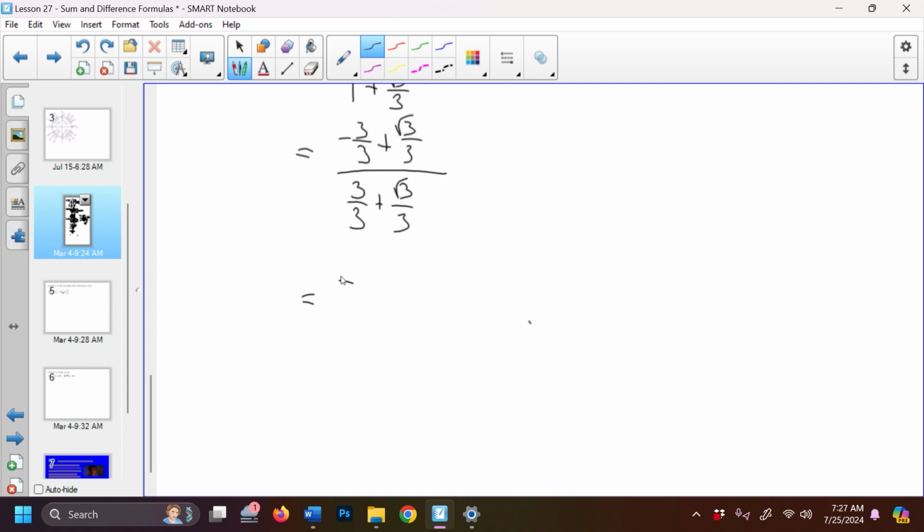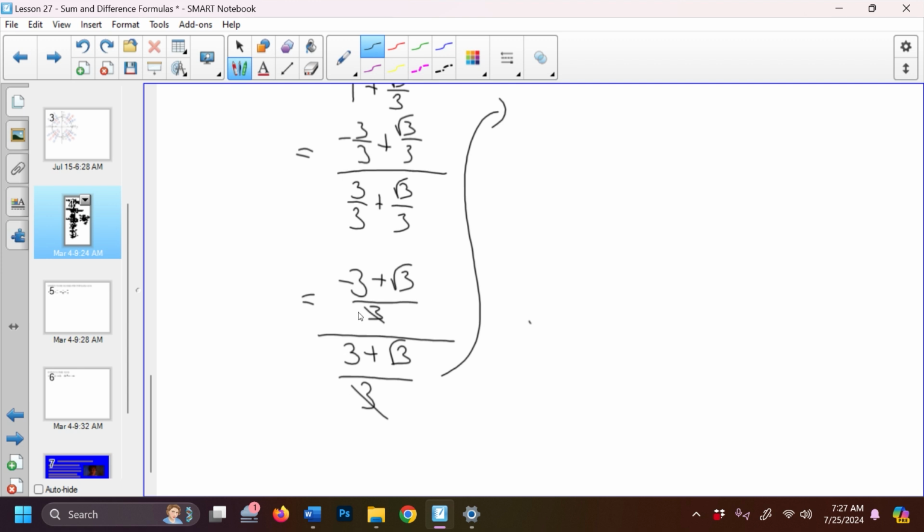which will give me negative 3 plus square root of 3 over 3 all over 3 plus square root of 3 over 3. And these 3's will cancel. And I'll just save myself a little space here. And since those 3's cancel, I'm left with negative 3 plus square root of 3 on the top. I'm left with 3 plus square root of 3 on the bottom.